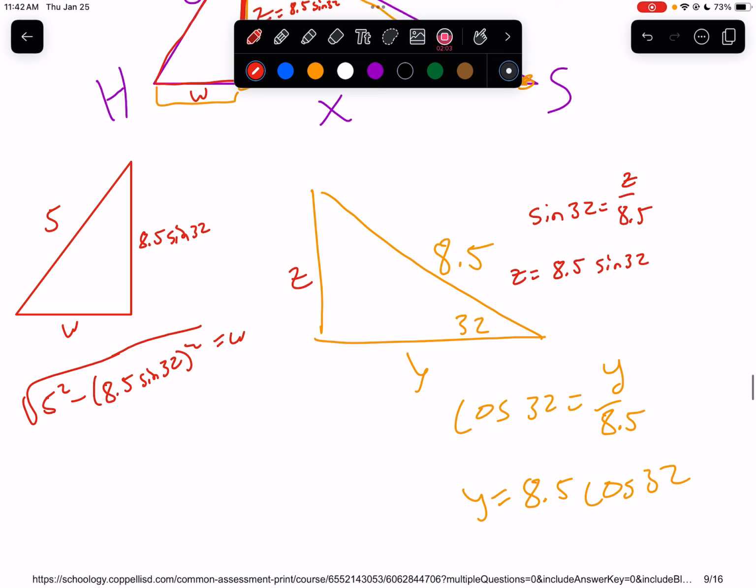So what does X equal? X equals W plus Y. It's going to be this number plus this number. I'm going to type it into my calculator exactly like I wrote it: the square root of 5 squared minus parentheses 8.5 sine 32 close parentheses squared. Get out of the square root, plus 8.5 cosine 32.